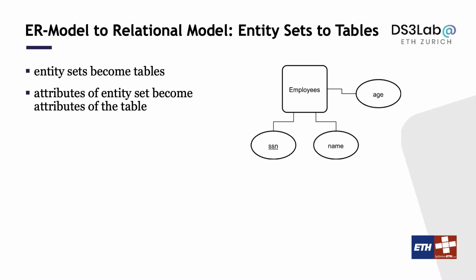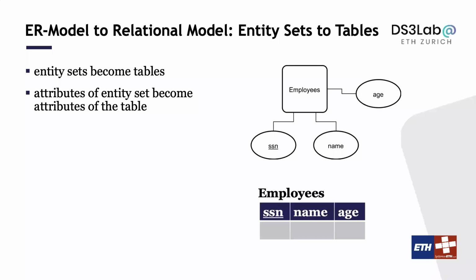So for example, if I have an ER diagram that looks like this, I have one entity set which is employee. I have 3 attributes, right? I have SSN, which you can think of as an ID, the social security number in the US. You have name, and you have age, and SSN is the key in this example. So when you do the translation, this becomes a relation that looks like this.